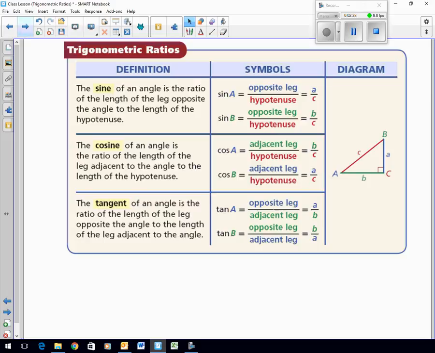All right, here are your trig ratios. Sine of an angle is the ratio of the length of the leg opposite the angle to the length of the hypotenuse. The cosine of an angle is the ratio of the length of the leg adjacent to the angle to the length of the hypotenuse. The tangent of an angle is the ratio of the length of the leg opposite the angle to the length of the leg adjacent to the angle. Yes, I know it says sin, cos, and tan, but it's an abbreviated form of sine, cosine, and tangent. You need to write down this entire slide.